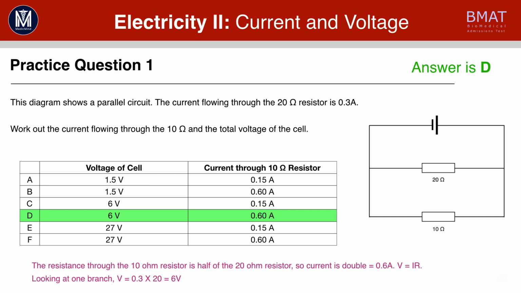Now, we know the resistance to be 10 ohms for the second branch, and we know that the second branch will have the same maximum voltage as the first branch, which would therefore be 6 volts. So therefore, we know the voltage to be 6 volts, and we know the resistance to be 10 ohms. Therefore, we can rearrange V equals IR to make V over R equals I. So voltage divided by resistance equals current. 6 divided by 10 equals the current of 0.6 amps. So therefore, the answer is D.